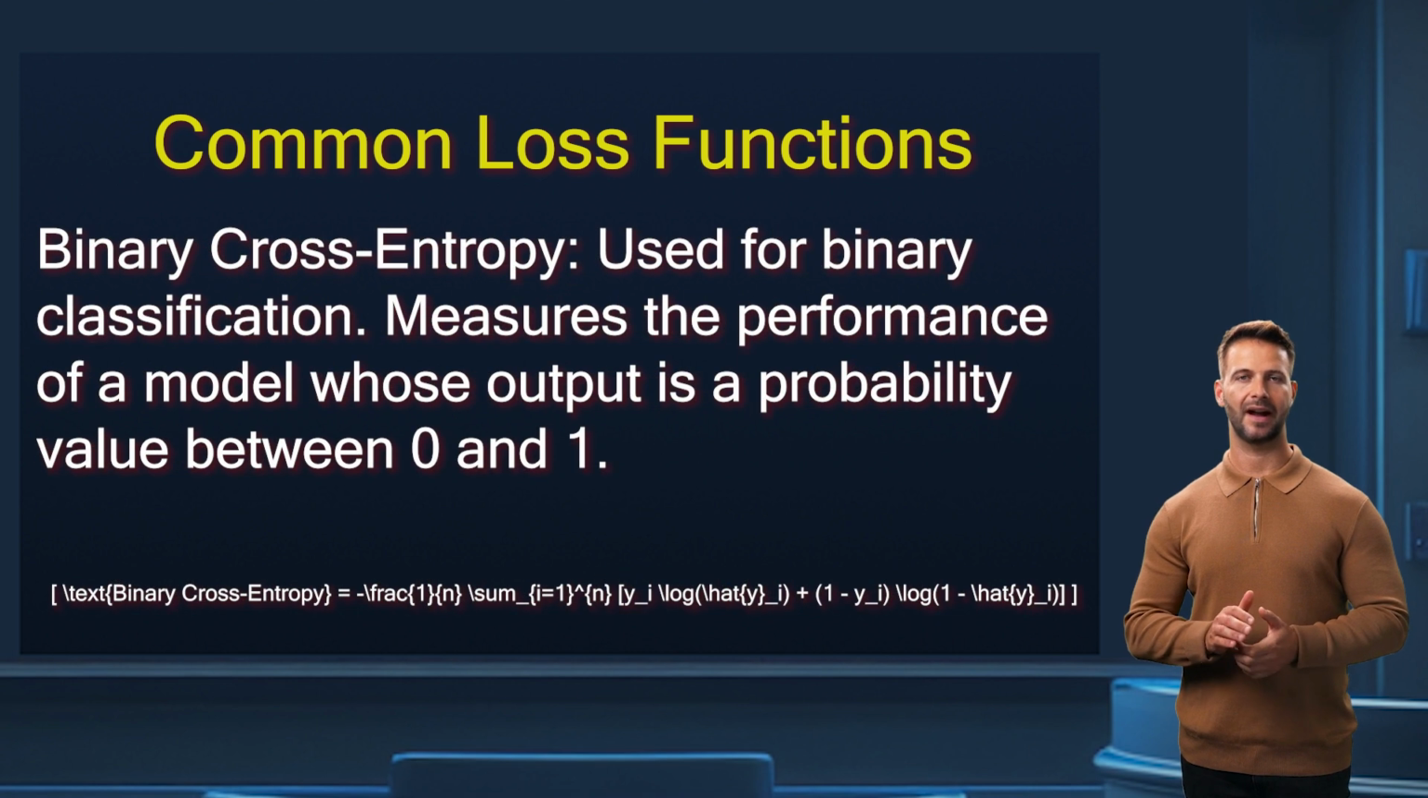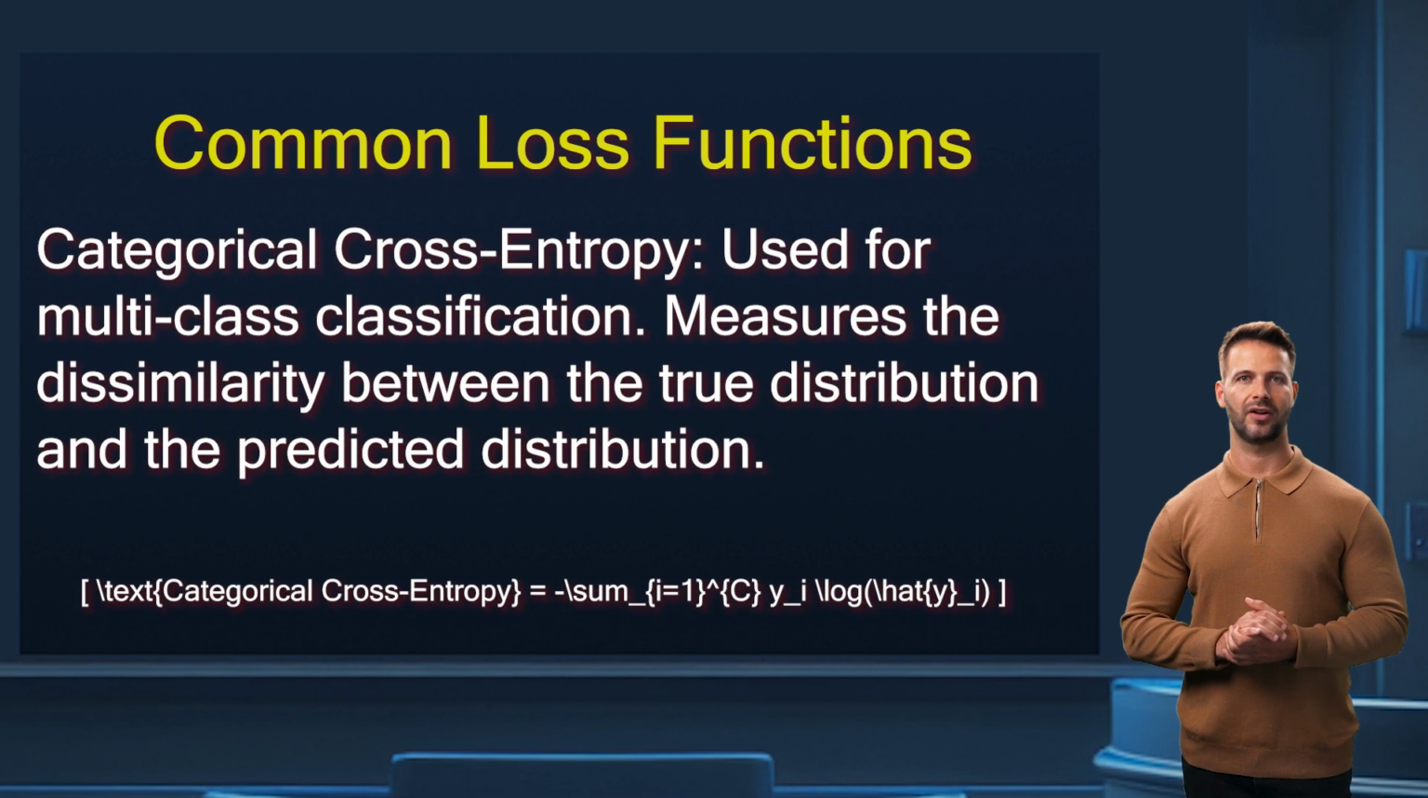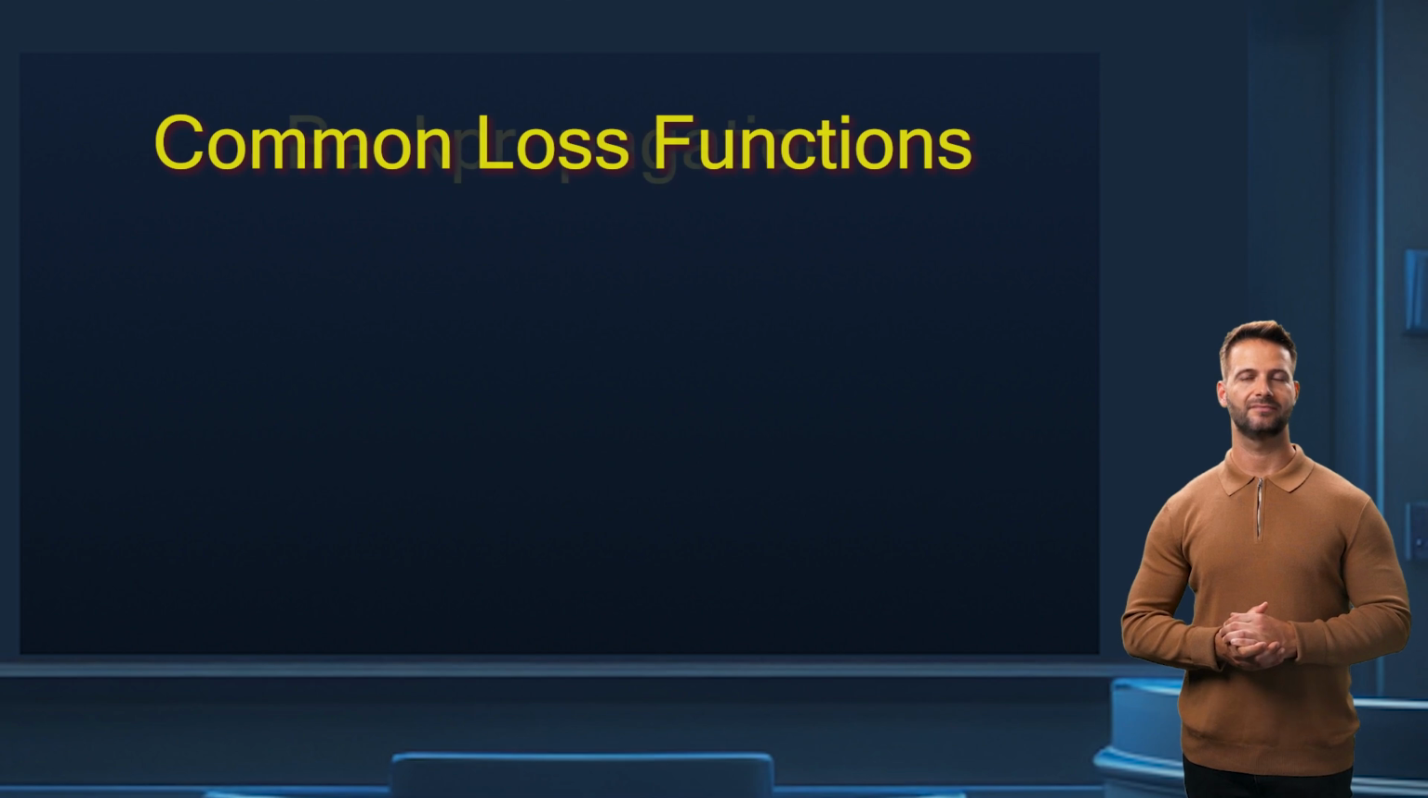Or maybe binary cross-entropy, which is used for binary classification. This loss function measures the performance of a model whose output is a probability value between 0 and 1. And of course, categorical cross-entropy, which is used for multi-class classification. This loss function measures the dissimilarity between the true distribution and the predicted distribution.